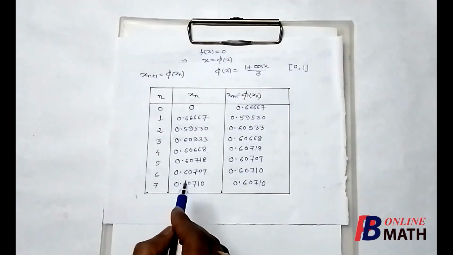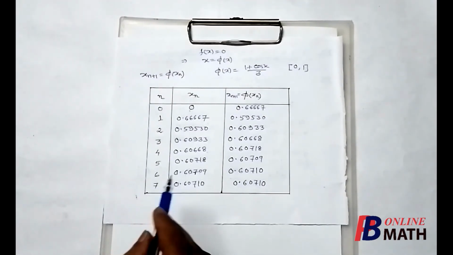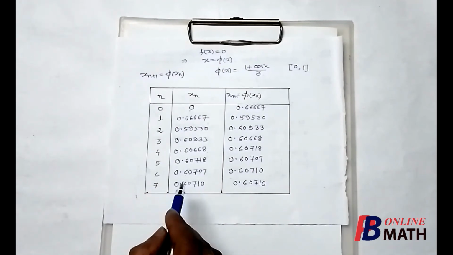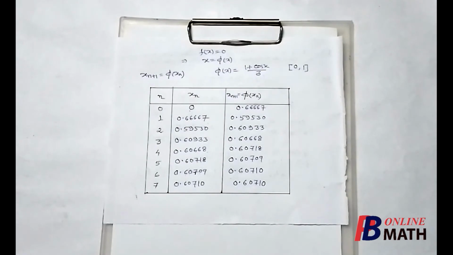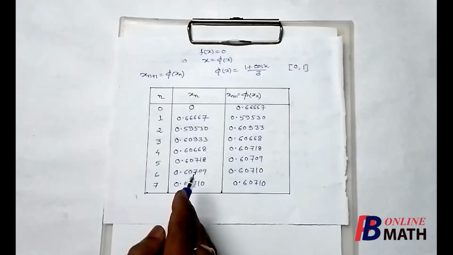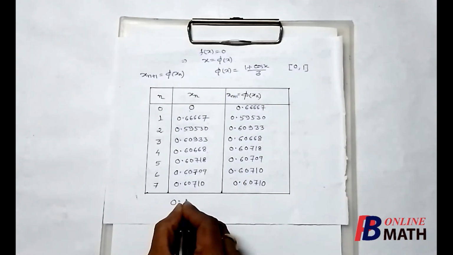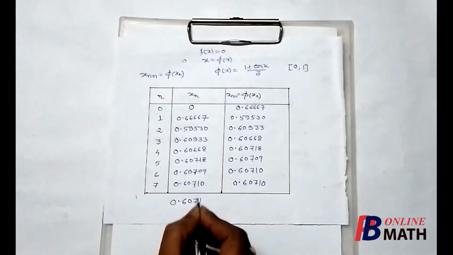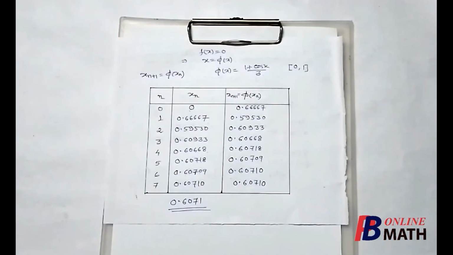So here at the 6th and 7th steps, we have found that both the values are the same, correct up to 4 decimal places, which is the desired order of accuracy. So we can conclude that the root which is correct up to 4 decimal places for this given equation is 0.6071. So this is the required root correct up to 4 decimal places. So that completes the solution.